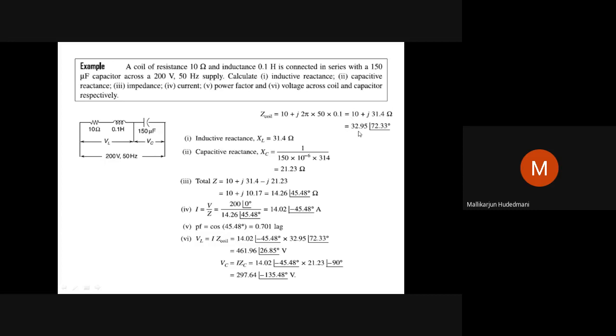Can you see the answer at the bottom? 32.95 angle 72.33. What does it refer to? The polar form of representation. So you recall how complex quantities in rectangular and polar mode were understood using the calculator. You need to revisit your calculator, and with this kind of problem you can understand this requirement. Okay, it is written in R plus jXL as well as in polar form.